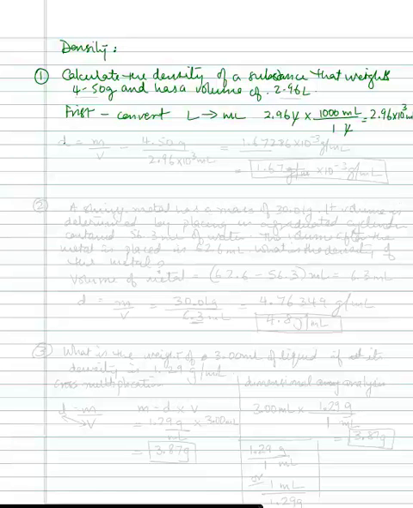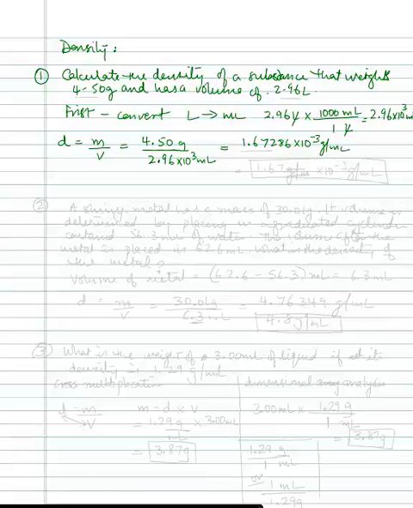Now go ahead and calculate the density. Density is mass over volume. The mass is 4.50 grams. The volume is 2.96 times 10 to the power of 3 milliliters. Always write your units so you know what you're doing. The answer when you calculate is going to be 1.67286 times 10 to the negative 3 grams per milliliter.